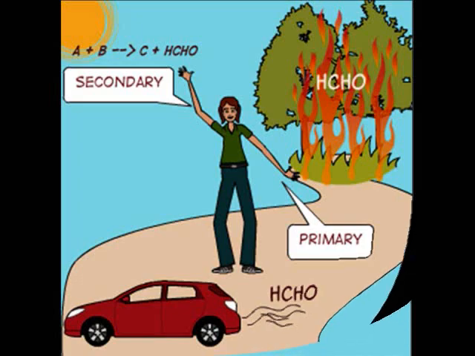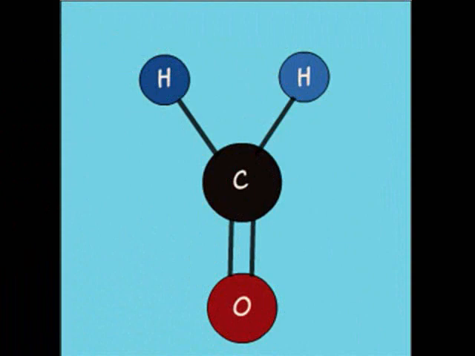Let's look at the formaldehyde molecule. It looks pretty simple, right? 4 atoms, 3 elements, just carbon, oxygen, and hydrogen. It's even in a simple Y shape. Easy, right? Wrong. Formaldehyde's behavior is complicated compared to how simple he looks.